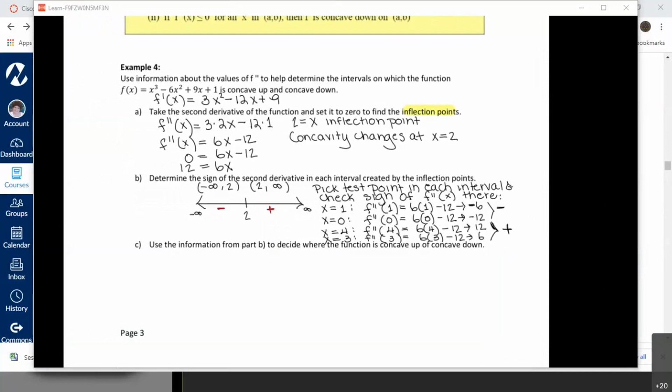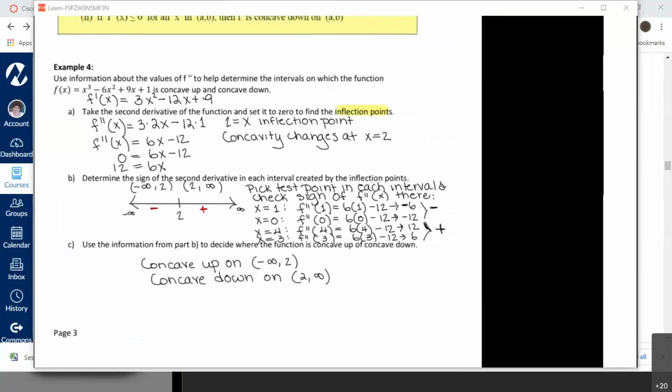And what does that tell you about concavity? It says concave up on negative infinity to 2, concave down on 2 to infinity.